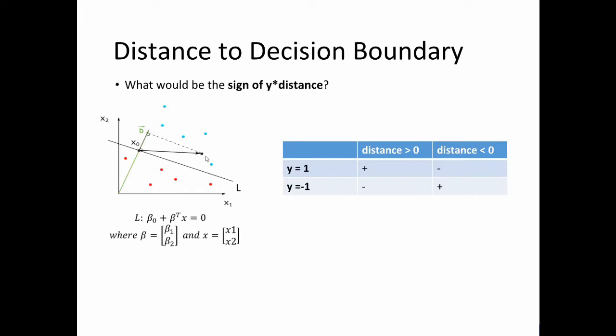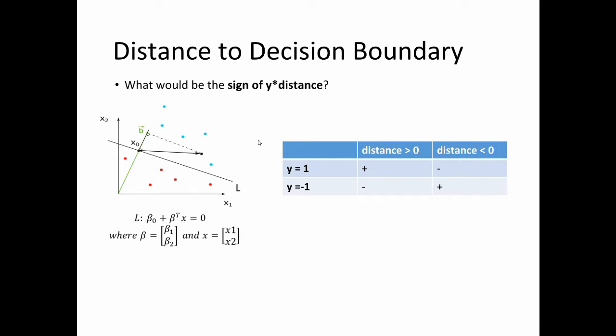On the contrary, if there's a dot which has a red label, but is at the blue side of the decision boundary, then its distance to the decision boundary is going to be a positive number, but its y is going to be -1. So its y multiplied by distance is going to be a negative number. The same thing happens to the other side of the decision boundary.